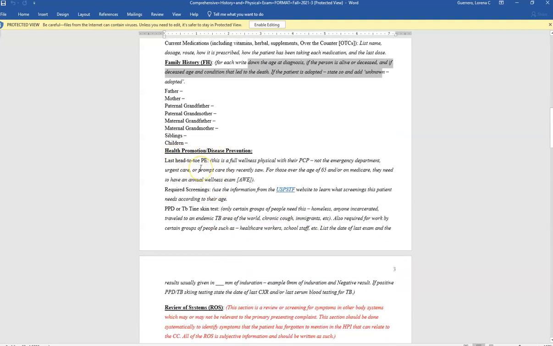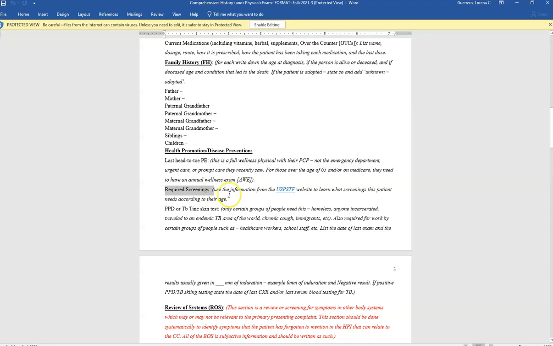Health promotion is sometimes written in a chart and sometimes you may not see it in a chart, okay? But things that go here, important for you to know, is when was the last head-to-toe physical? For those that are 65 and over and on Medicare, have they had their annual wellness exam? That is a time when a patient can sit with their provider or their nurse and just talk about how to keep themselves healthy and how to coordinate all the care. Have they had all their screenings? Okay. Which leads us to required screenings.